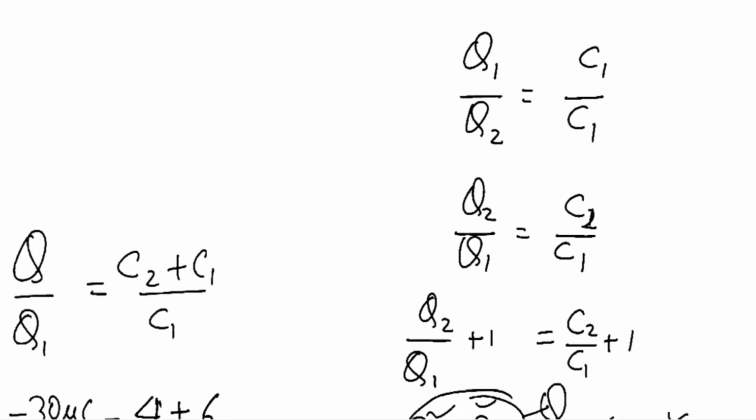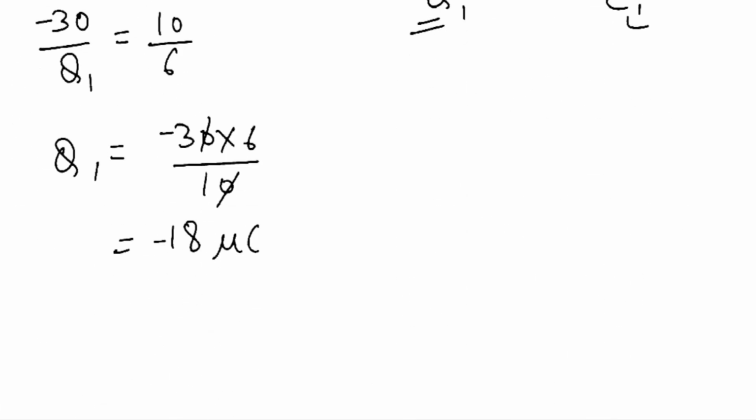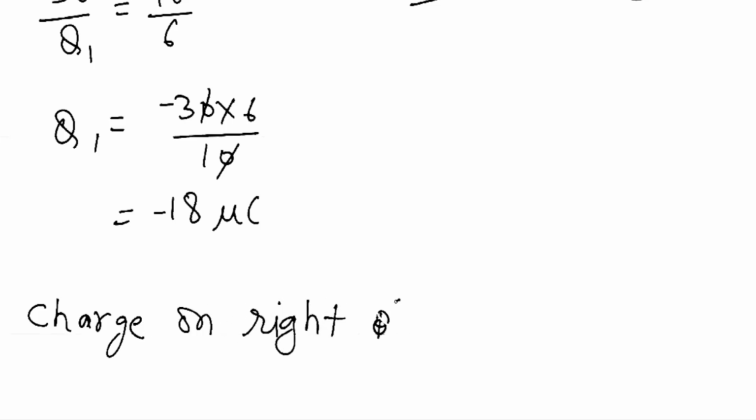If we see the question, it is asked to find out the charge on the right plate. On the right plate it is minus Q charge. Our answer is already negative, so it is correct. The charge on the right plate is equal to minus 18 microcoulomb. Thank you.